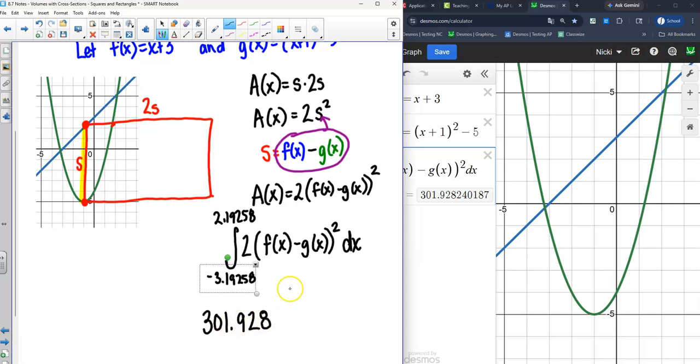And I really have not been putting units on any of these problems. This is volume. So what kind of units would you have on all these? Units cubed. So feet cubed, inches cubed, whatever. They don't usually put units on these problems, but they could. And it needs to be cubed if it is.